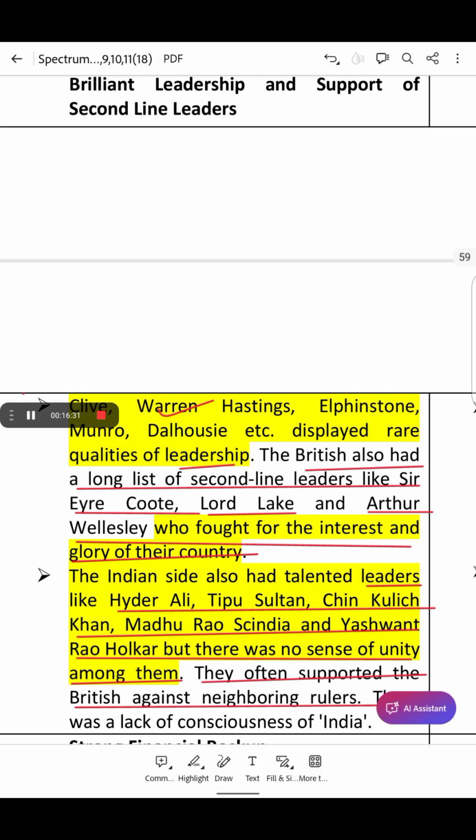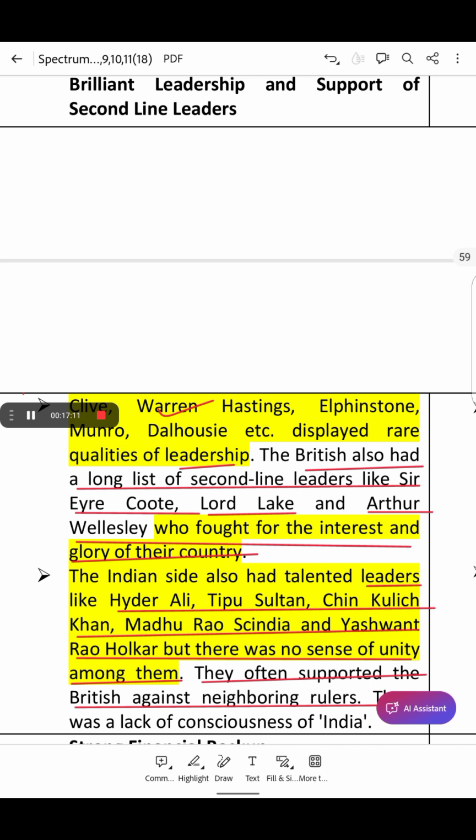Now see, these second line leaders helped the British to expand. How? We have seen in the case of Sir Arthur Wellesley. Also, Eyre Coote helped the British by defeating the French in the Battle of Wandiwash, securing British power in India over all the other European powers. The British sun shined, and after the defeat of the French in the Battle of Wandiwash, under the leadership of Eyre Coote, the British secured their power in India.